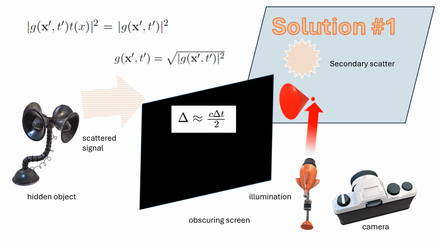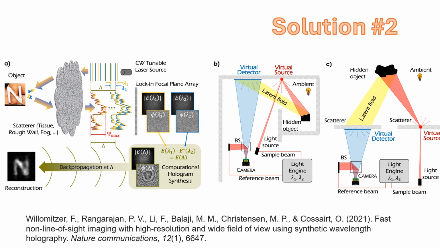That's solution number one, to how do we reconstruct the wavefront on this remote scatterer in a way that allows us to image the remote object. Another approach has been holographic, in keeping with the holographic techniques we've already studied in this chapter. This is synthetic wavelength holography. It allows us to cancel the phase distortion caused by the scatterer. This is work by Willomitzer et al., as described in this work in Nature Communications in 2021.